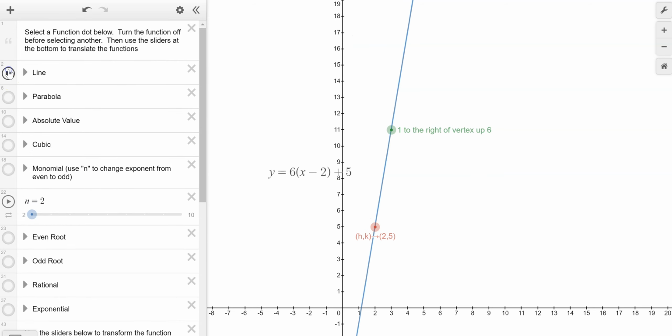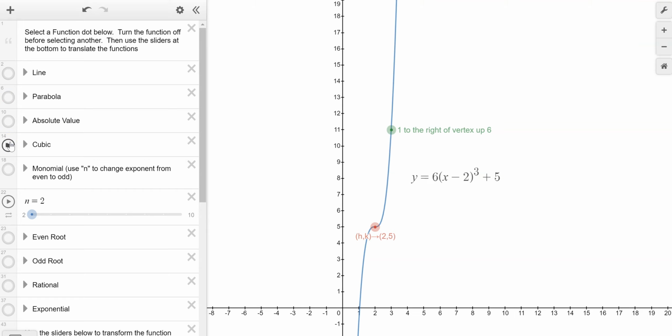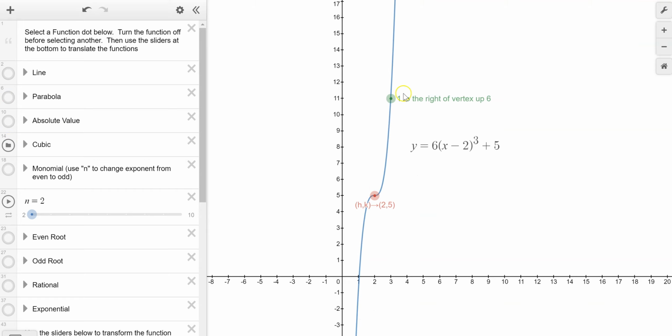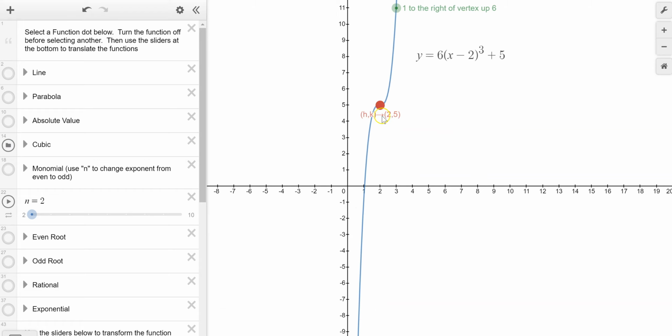So if we say it's a line, then that's just 2 and 5, see? And then up 6 over 1. It literally becomes that. And if we already did the parabola, if it's an absolute value, it just makes it into a V, same 2 points. If it's a cubic, it looks like a cubic, and so that would be up 6 over 1. And then also down 6, you see, over 1. Right here.